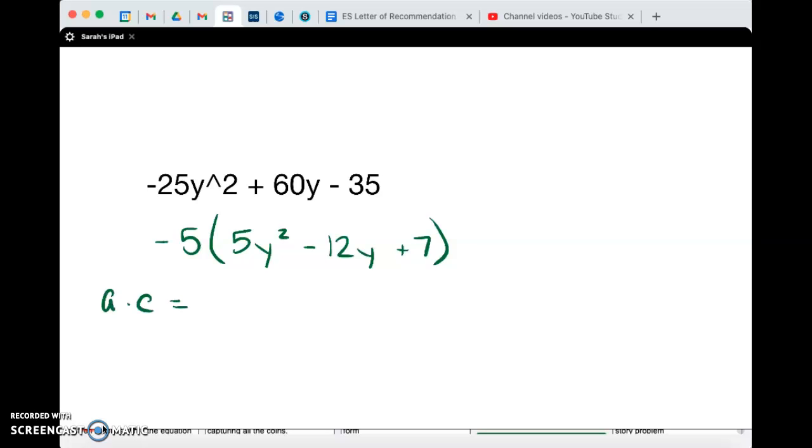So AC is 35. What are my 2 numbers that multiply to 35 and add to 12? 7 and 5, and they both have to be negative. Okay, so let's rewrite this. You still have the negative 5 in front. I would put brackets so you know not to mess with it. But we're rewriting it in 4 terms.